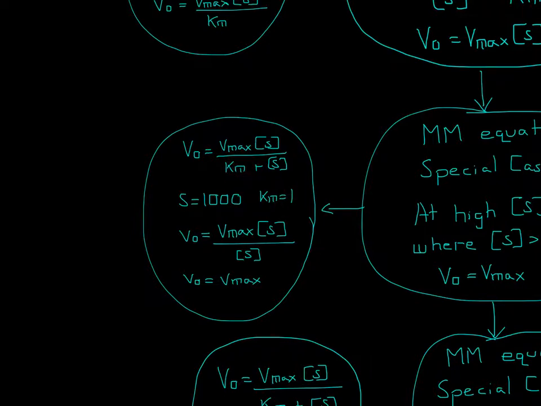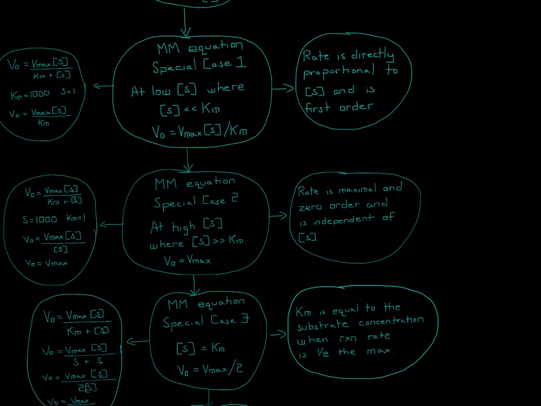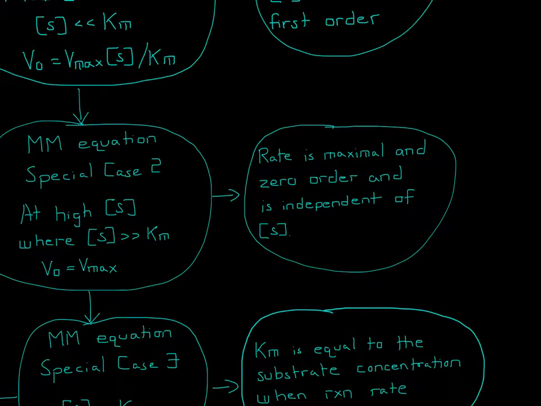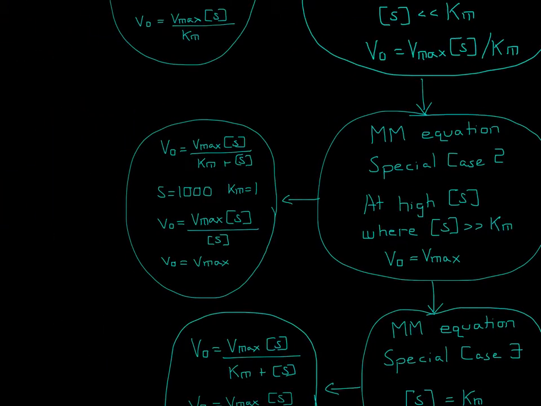So if you disregard Km, what are you left with? You're left with Vmax multiplied by substrate concentration divided by substrate concentration. Since everything's multiplying, you can cancel these out, and so initial velocity will equal Vmax. And so the rate is maximal and is zero order because it's independent of substrate concentration. In this final equation, there's no substrate concentration, so it's independent.